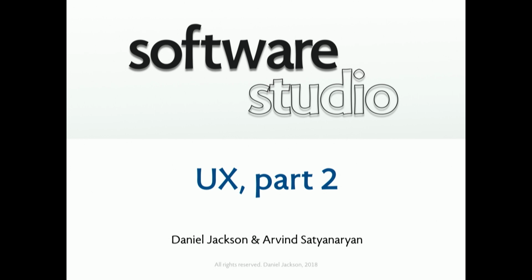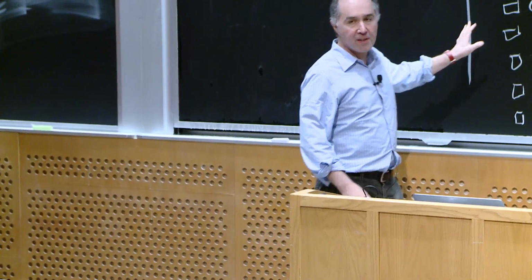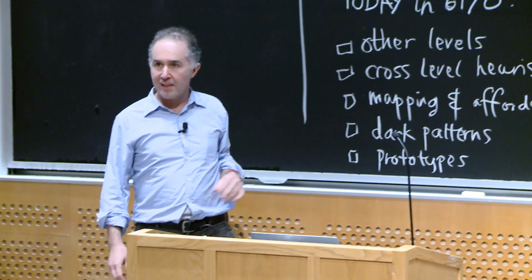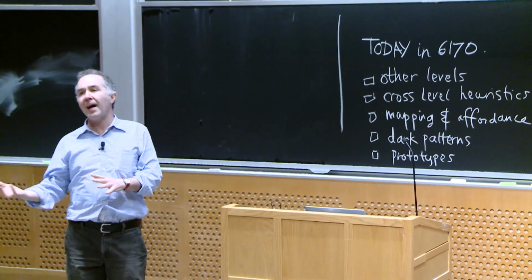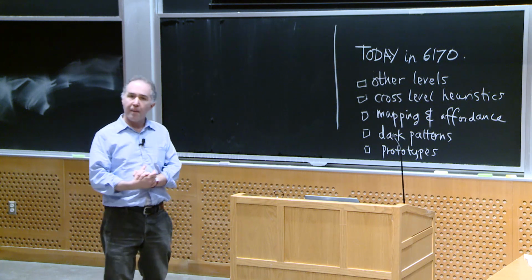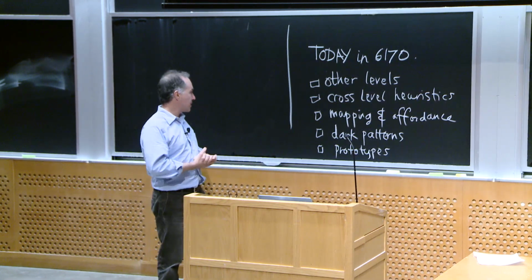So today is the second of a pair of lectures on usability and user experience, focusing on heuristics. I'm going to finish off by talking of the heuristics at different levels, particularly talking about the linguistic and the navigational level. Then I'm going to talk about some other kinds of heuristics that people have articulated that are sort of nothing to do with levels, if you like, cross-level heuristics.